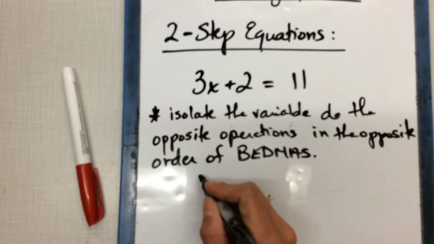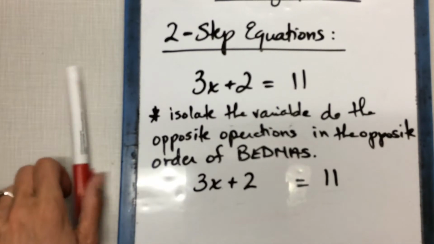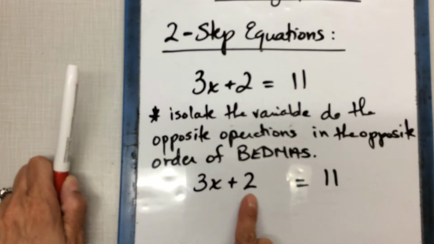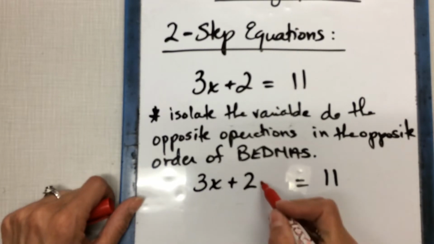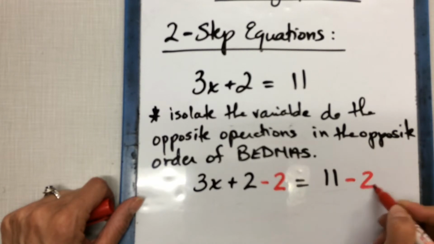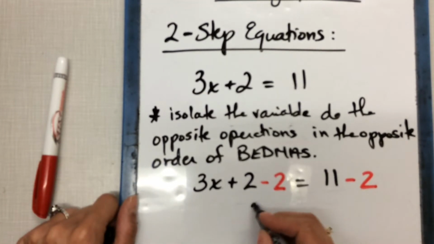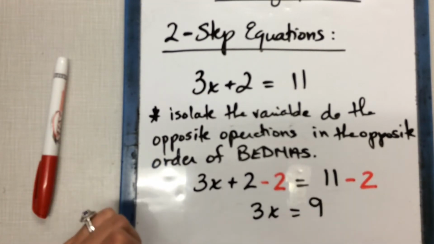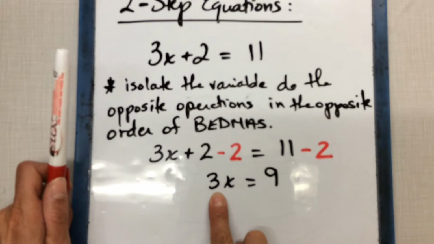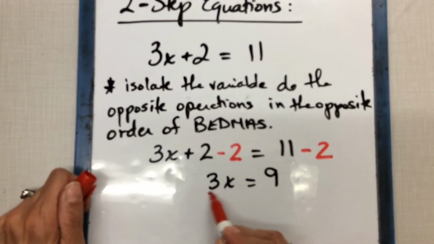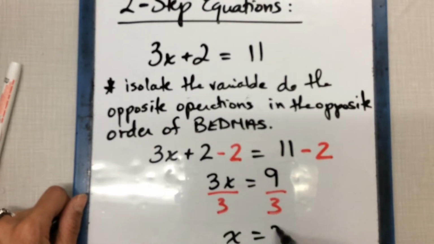So I can rewrite this, 3x plus 2 equals 11. And what I want to do first, in order to isolate this, I want to get rid of this 2. In order to do that, I will do the opposite operation. And I will go minus 2 and minus 2. We have to do it on both sides to keep it equal. And so now I've got 3x is equal to 9. The next operation that I must do is division, because here it's a multiplication. So I will divide by 3 on both sides and get x equals 3.